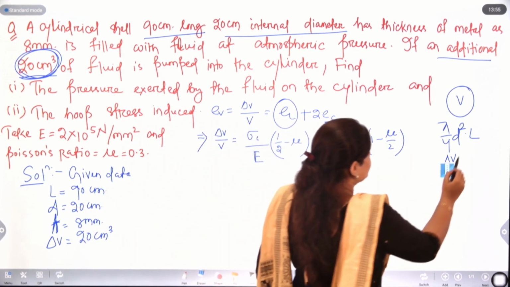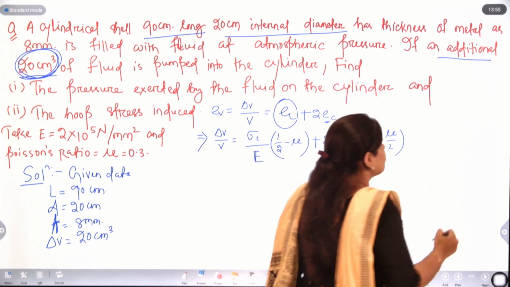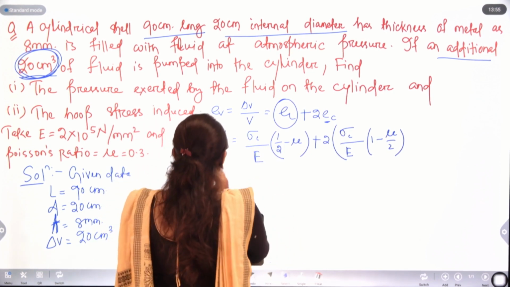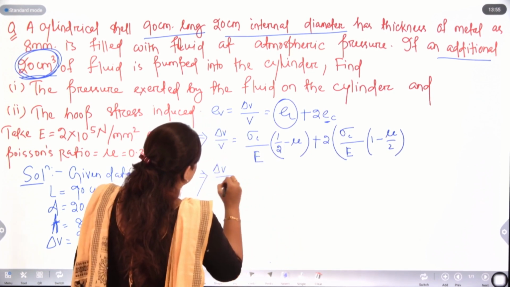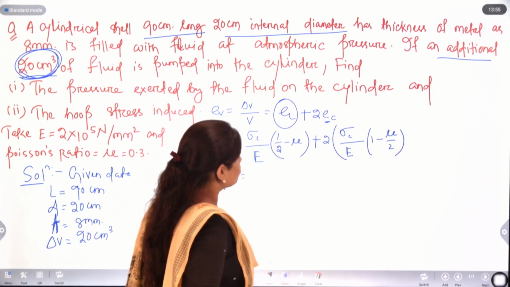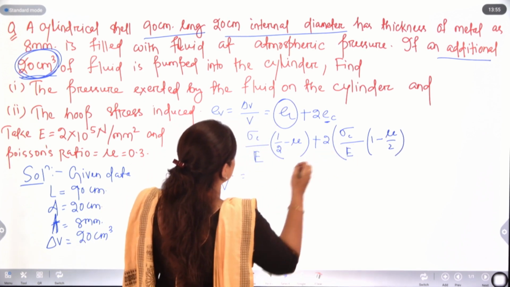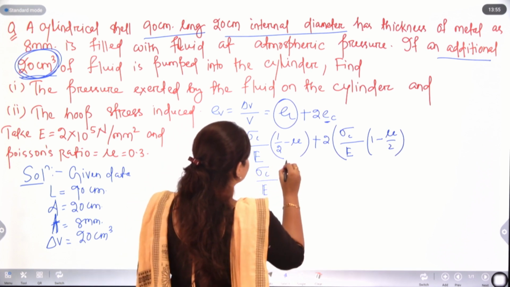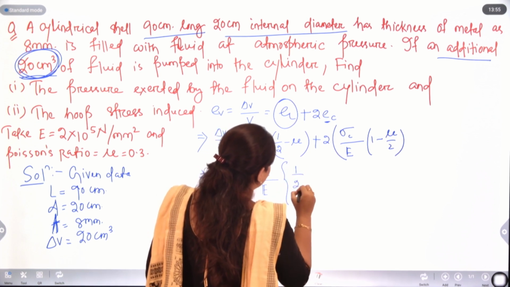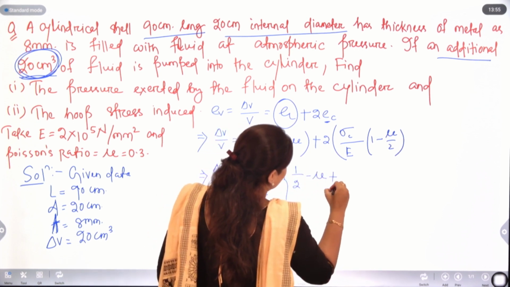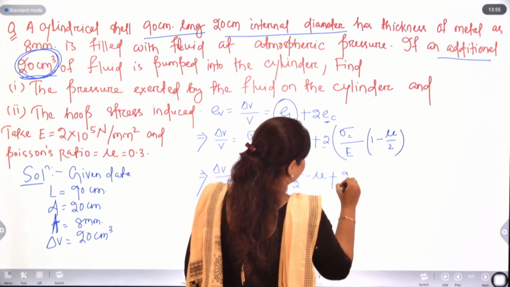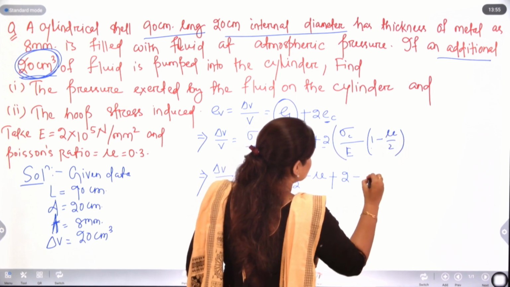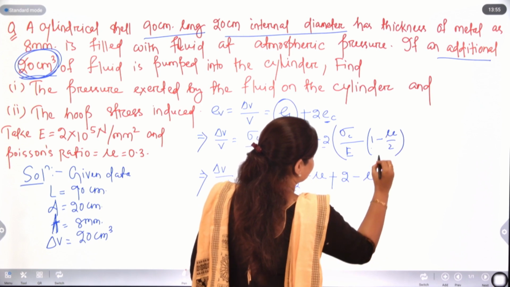We need to remember these two formulas and the formulas for hoop stress and longitudinal stress. If we know those formulas, then by putting in these values, we can calculate the whole thing. Okay. So, in this process, what is common? Sigma C upon E, right? So, it will be 1 by 2 minus mu plus 2 will be multiplied here. 2 into 1 minus mu by 2, the 2 will cancel. So, minus mu. Right.